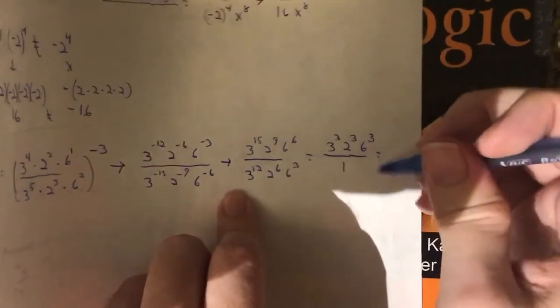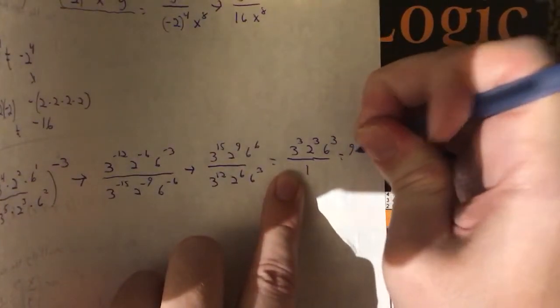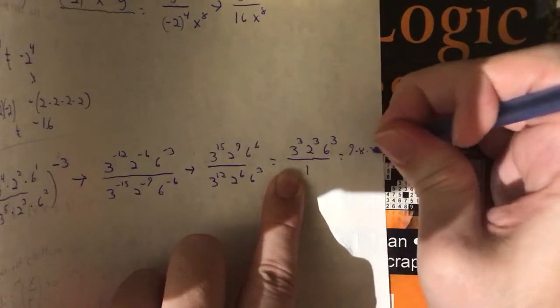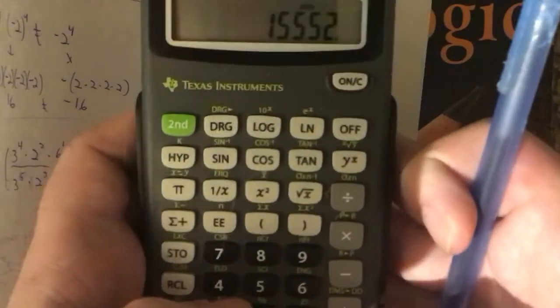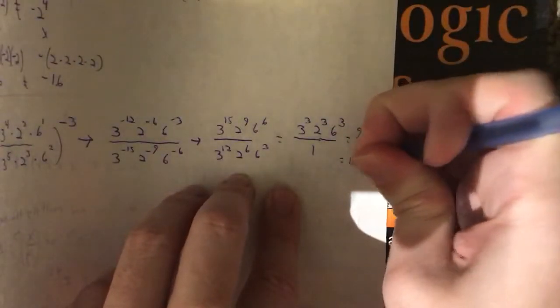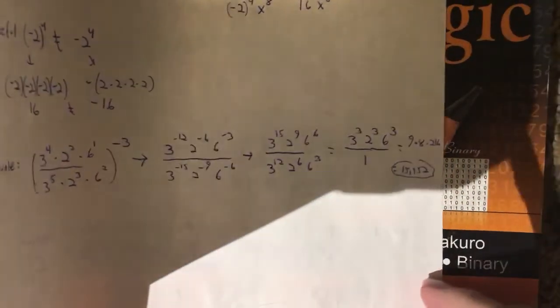Now I can simplify this. This just becomes 9 times 2 cubed is 8. 6 to the 3rd power is 216. And I just do that on my calculator. 9 times 8 times 216 gives me 15,552. And I'm done with my answer.